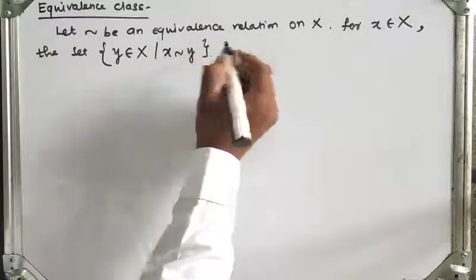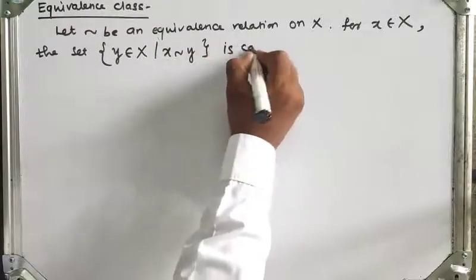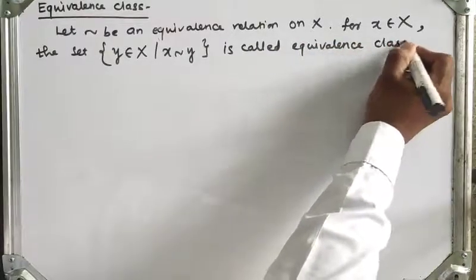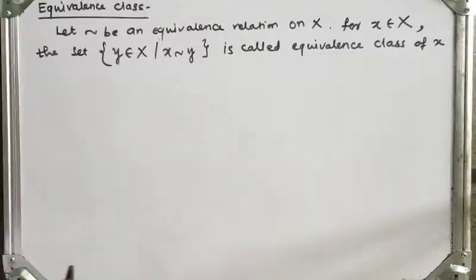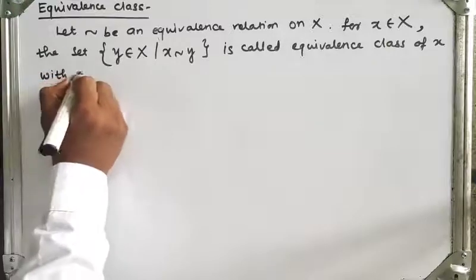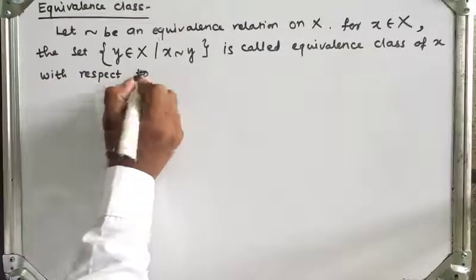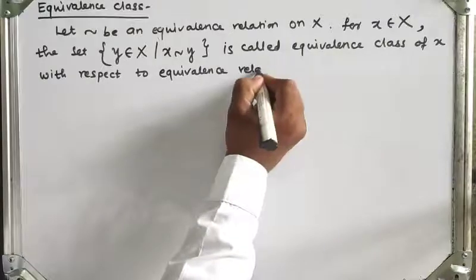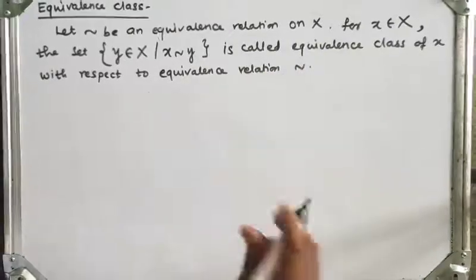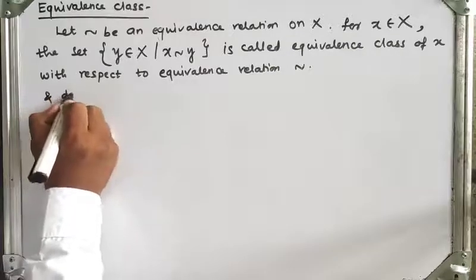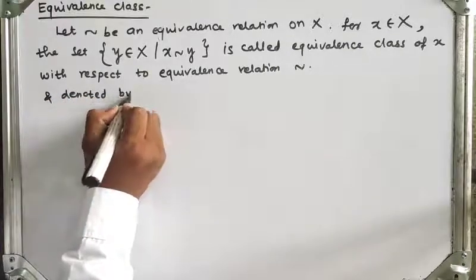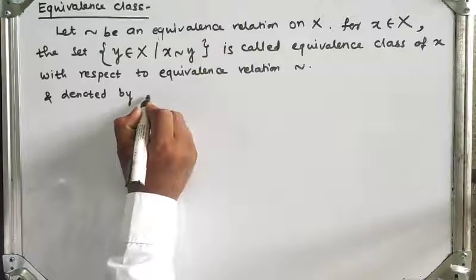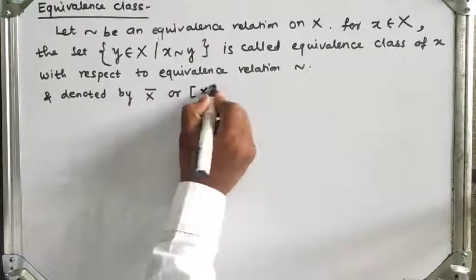equivalent to y is called the equivalence class of x with respect to the equivalence relation tilde, and it is denoted by the notation x bar or close bracket x.